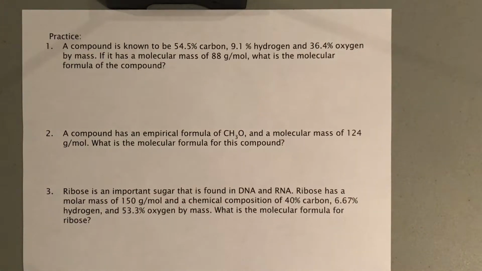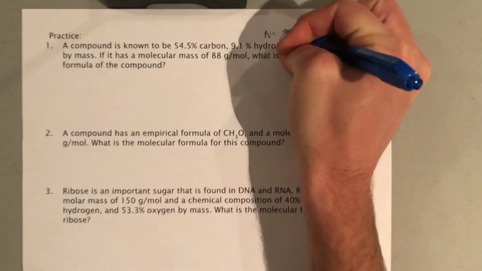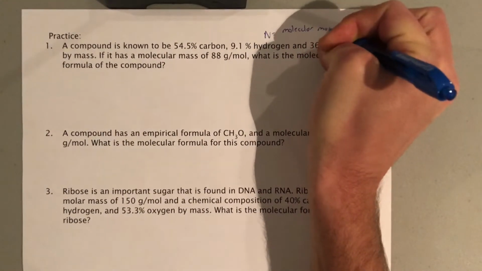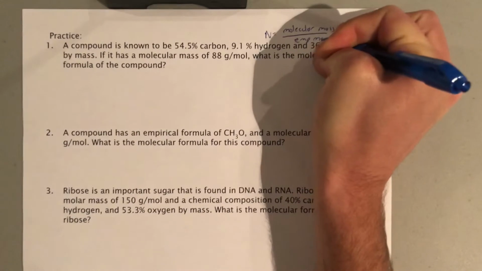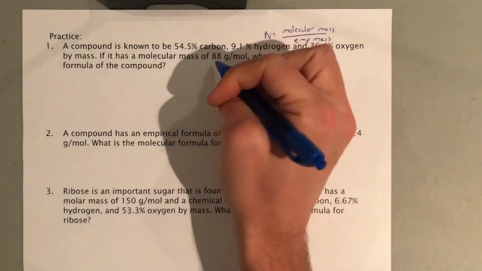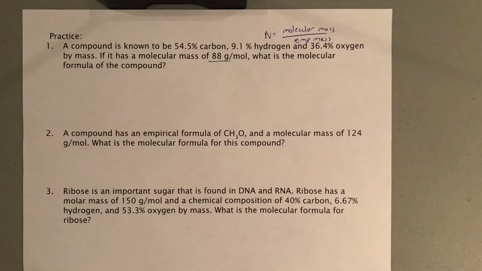Last example I want to look at here is kind of a combination of the two. So for the first practice problem here, it says a compound is known to be 54.5% carbon, 9.1% hydrogen, and 36.4% oxygen by mass. If it has a molecular mass of 88 grams per mole, what is the molecular formula? So to solve this, we know N is equal to molecular mass over your empirical mass. We know our molecular mass, that's 88, but we don't know our empirical mass. We also don't know our empirical formula, but we do know how to find that.